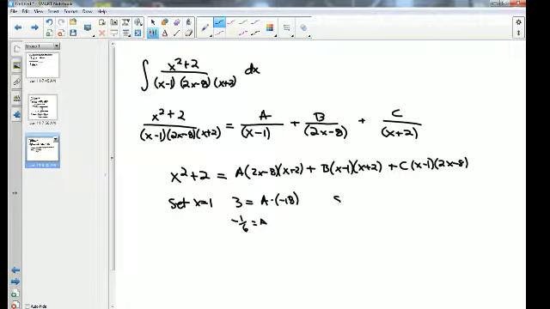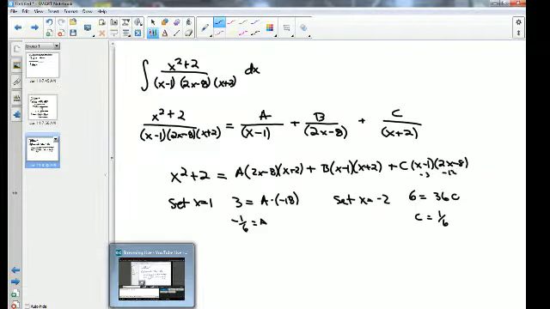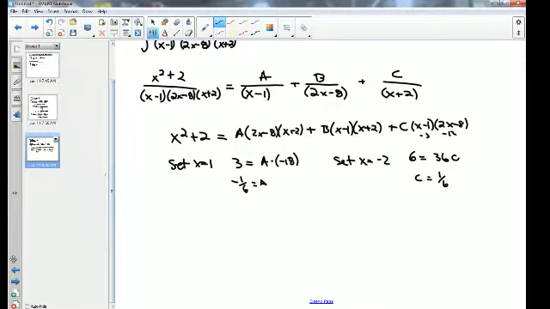What's our next x value? Negative 2. Okay, that's eliminated, that's eliminated. What do we get? That'd be negative 3, and that would be negative 12. Correct me if I'm wrong. 36. So C is 1/6. You agree?